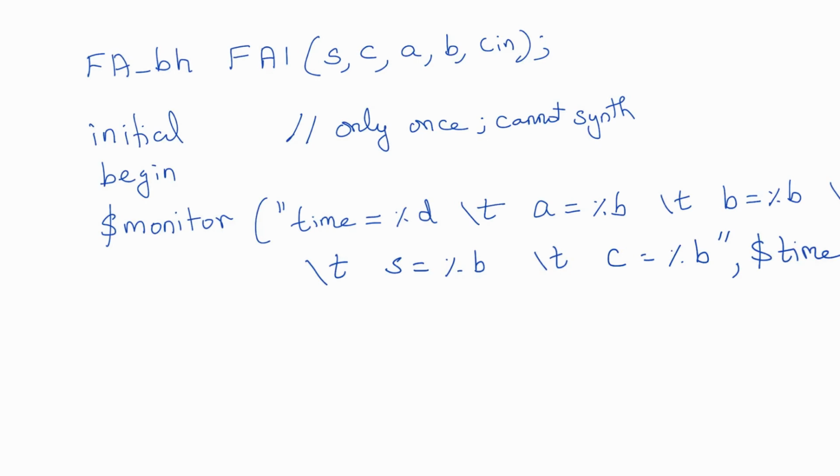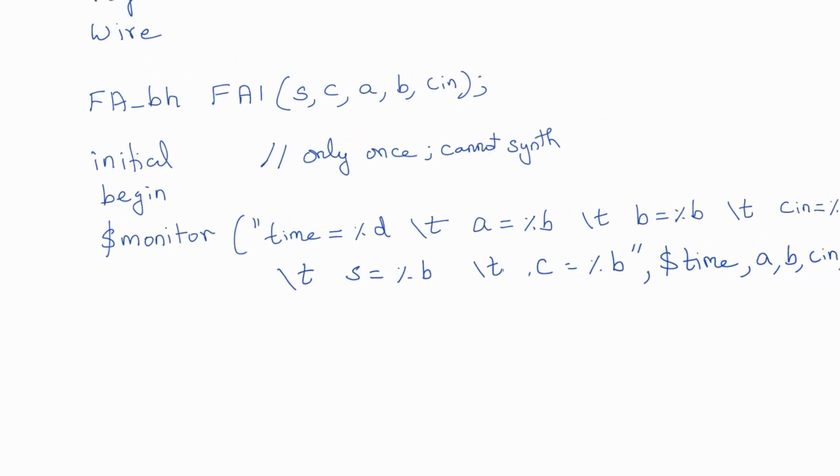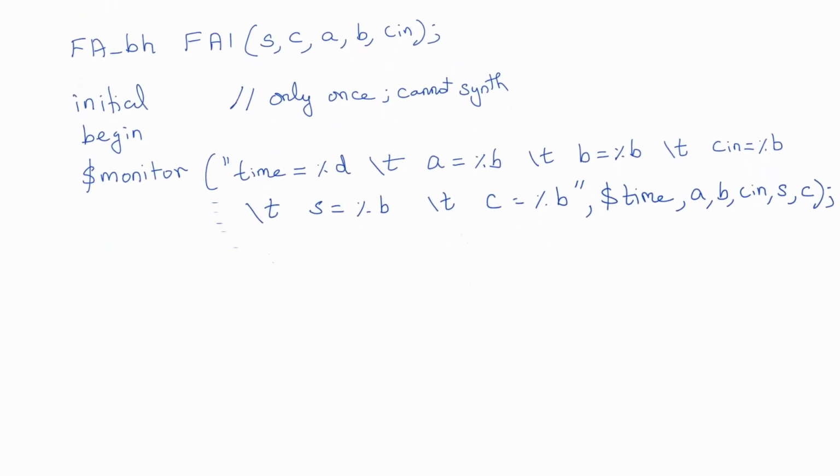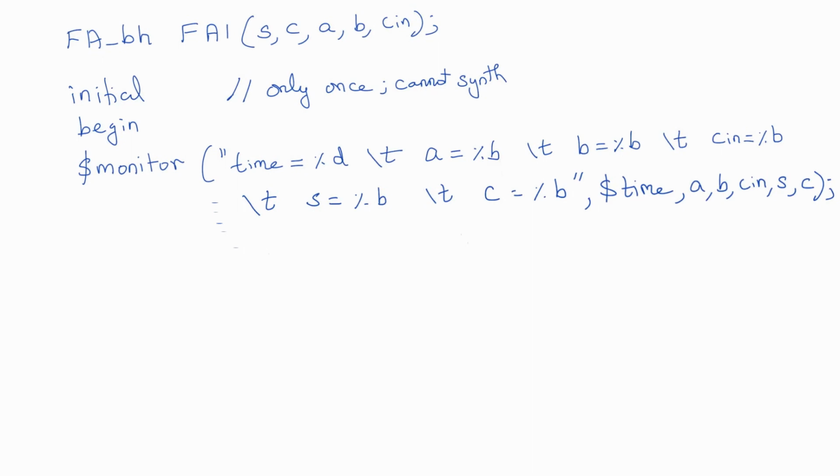Okay. So since we want $monitor to capture any change in any of these values, we give it as the first line in our initial block, right? So after this, we're going to change A, B, and Cn, and whenever any of them change, we want $monitor to print them, right? Okay. So this happens at time 0.